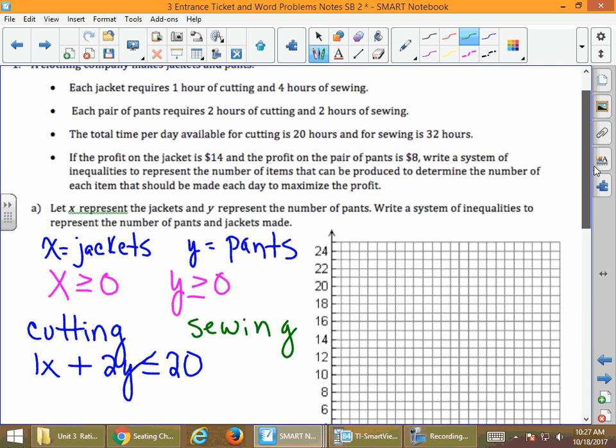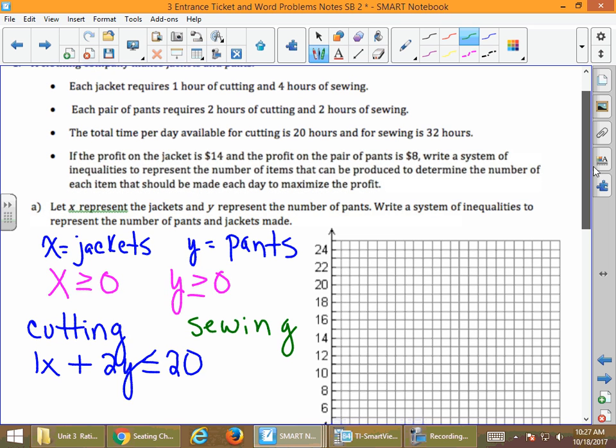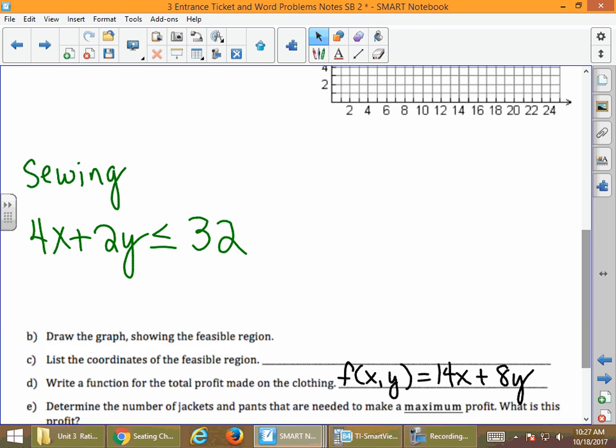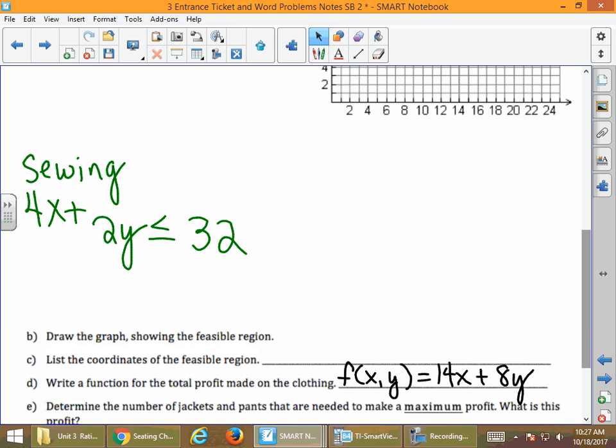Well, the total time per day available for sewing is 32 hours. So we have to keep looking back in the problem to find what we need. Well, now, that's what we did yesterday. What we're going to do is put these two inequalities into slope-intercept form, y equals mx plus b.